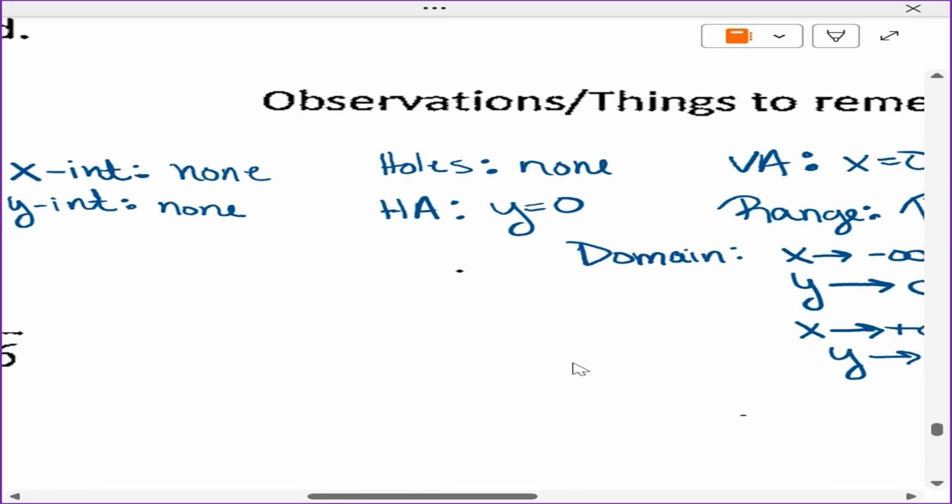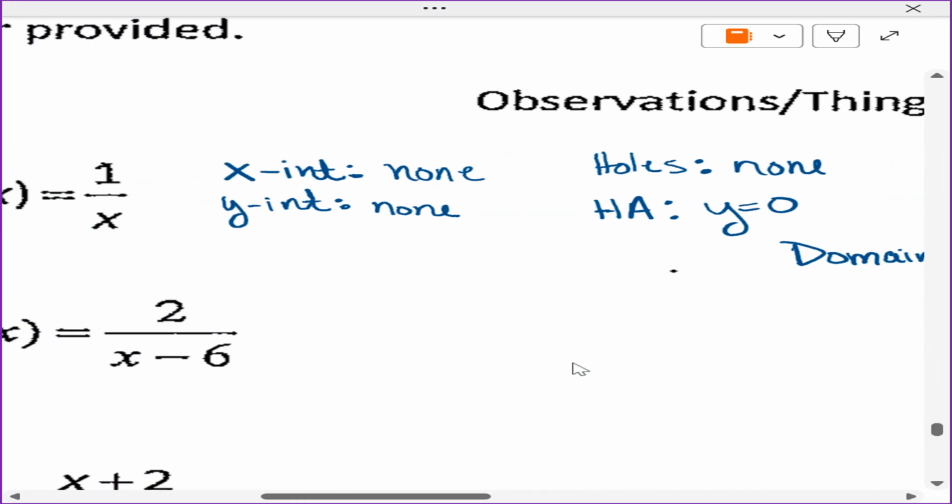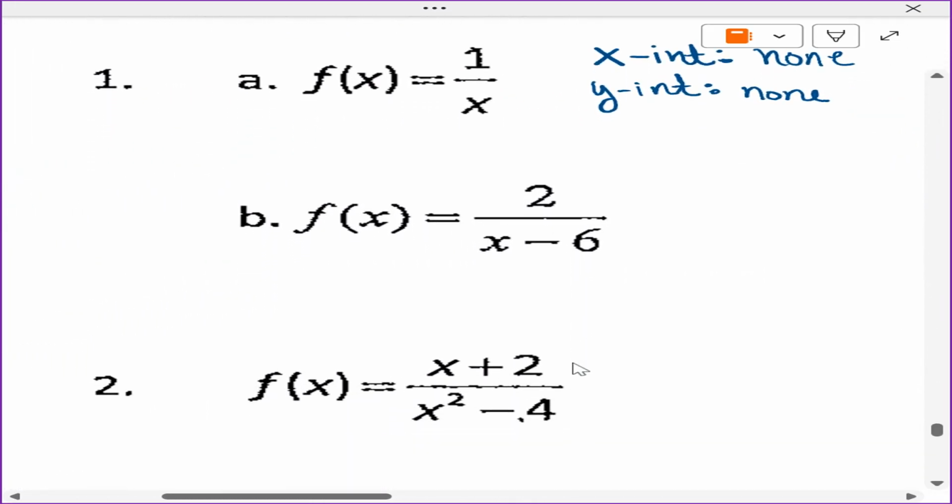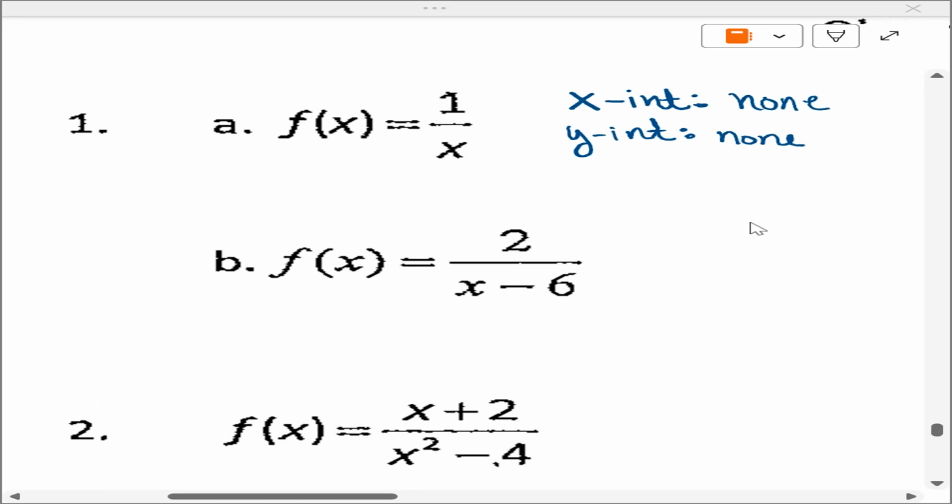So that's number 1A. Now let's do 1B. I'm going to get rid of this, and I'm going to change my equation to 2 over x minus 6. So let's do the same thing. Where do I cross the x-axis? And where do I cross the y-axis?